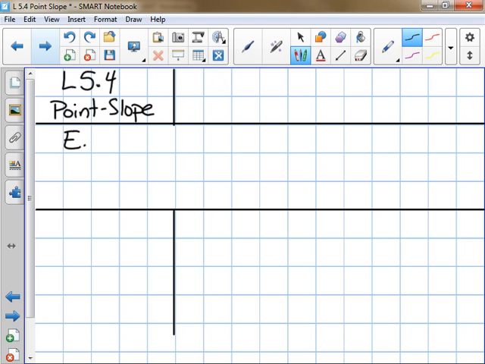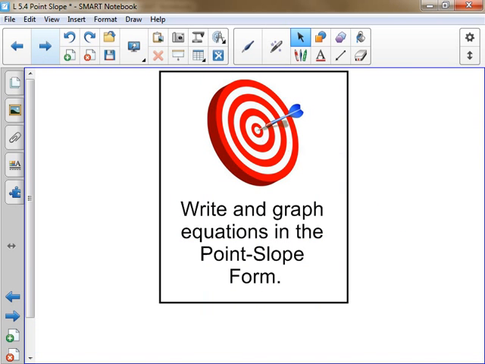Get your paper ready for the essential question, which is based on today's learning target, or the learning target for lesson 5.4, and that's simply write and graph equations in point-slope form. Remember, you're going to write how do you as your essential question. You can hit pause and resume when you're ready to go.